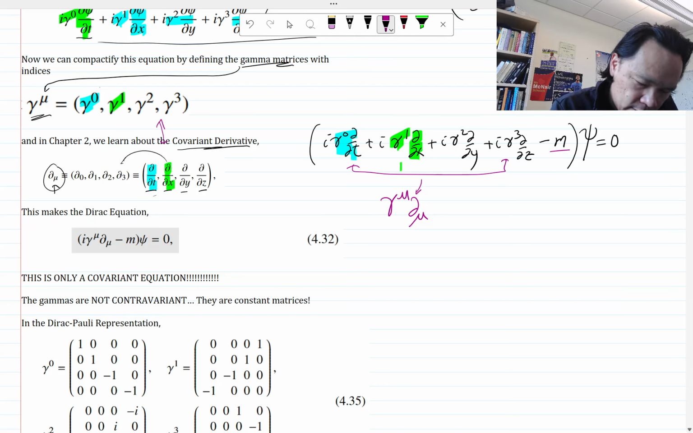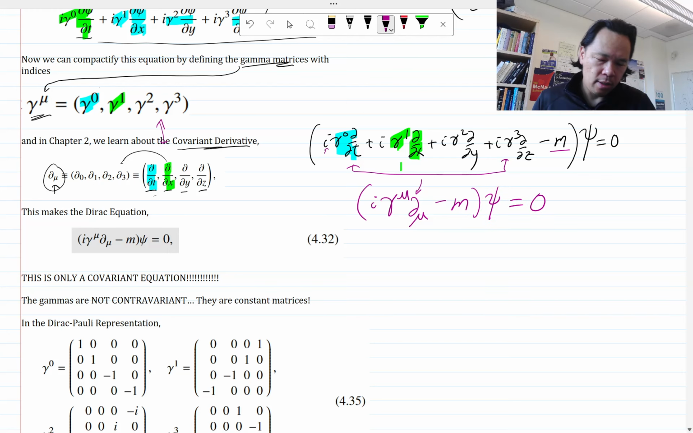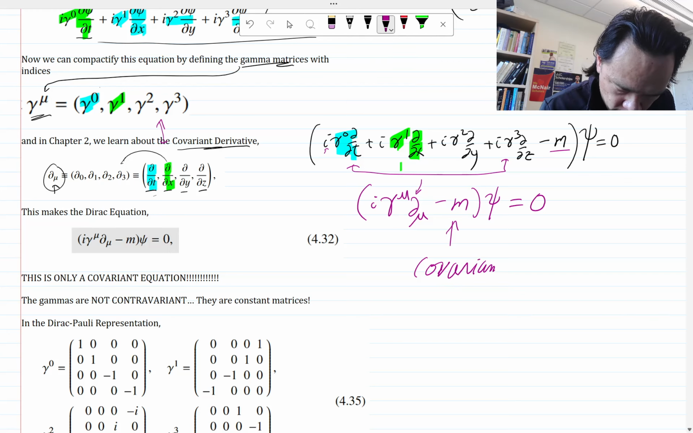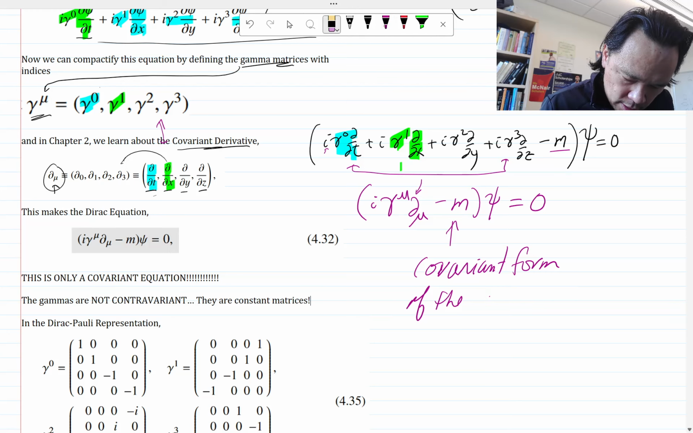Of course, you still have this mass term, so we have to write that in. I also forgot the i in front, because these gammas and partial derivatives don't include that i. And all of this is going to be acting on your wave function and is going to be equal to 0, and this is the covariant form of the Dirac equation, which is exactly what the title of this section is.